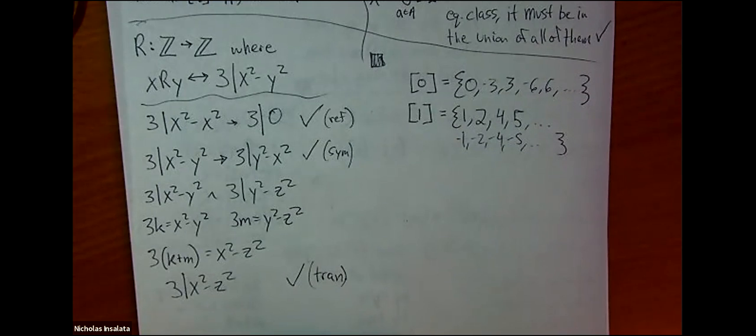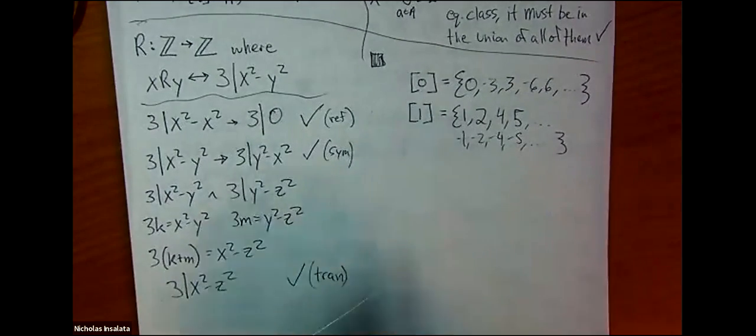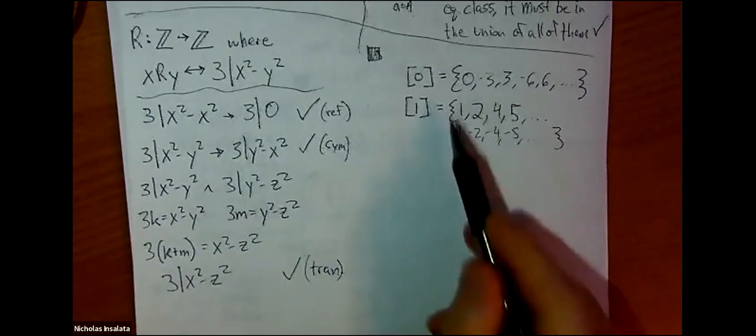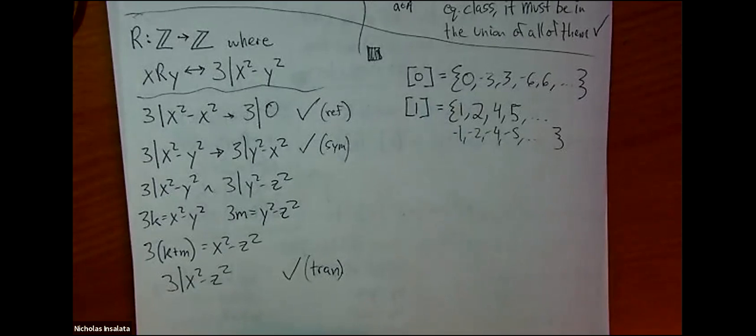Which begs the question, what's in the equivalence class of 2? Well, there is no separate equivalence class of 2. There's only equivalence classes of 0 and 1, and that's it, because this covers all the rest of the numbers for the equivalence class of 1. Which is a little bit surprising, right?